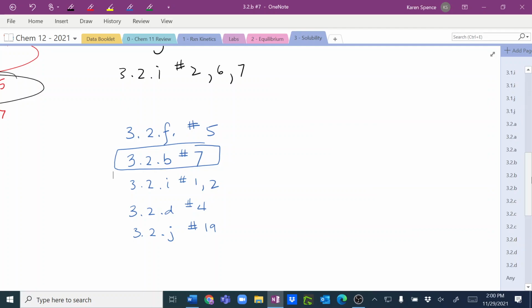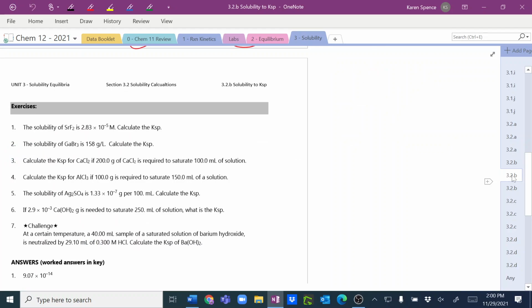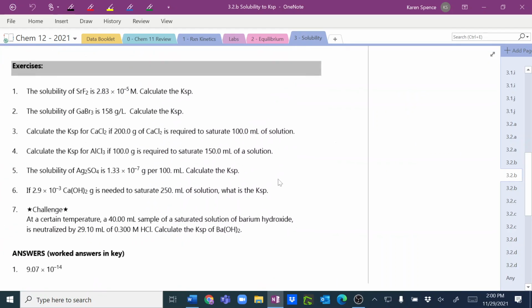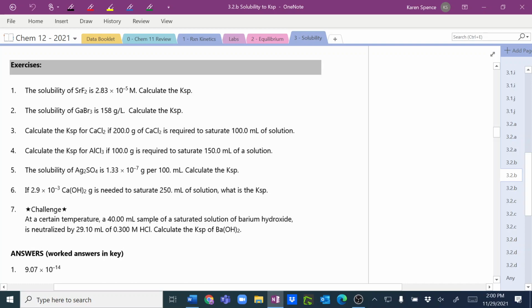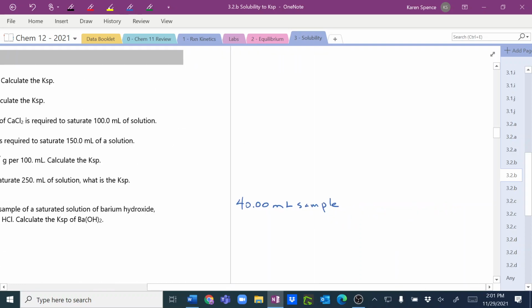3.2B, number 7. Okay, this is a challenge question, so you will not have a question like this with so many different components on your quiz, but it is a good review of both parts because we have a 40 ml sample of saturated barium hydroxide.